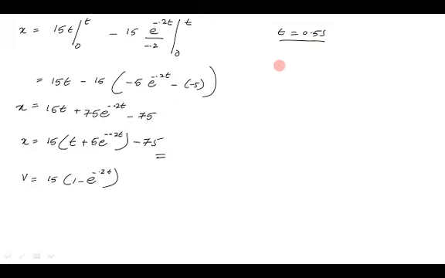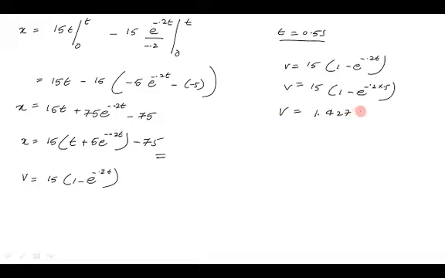We will start with velocity. The velocity v equals 15 into (1 minus e to the power minus 0.2t) at t = 0.5, so 15 into (1 minus e to the power minus 0.2 into 0.5). On evaluating we get v = 1.427 feet per second.